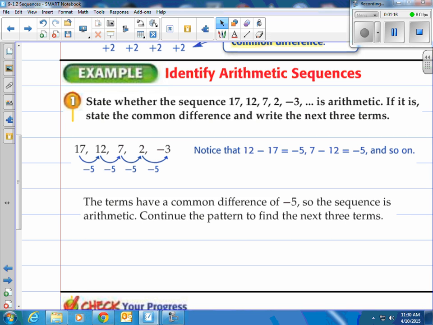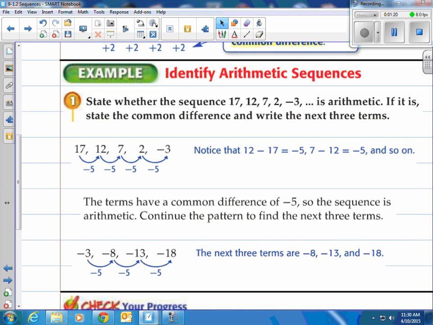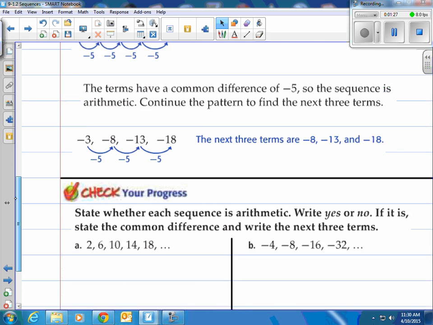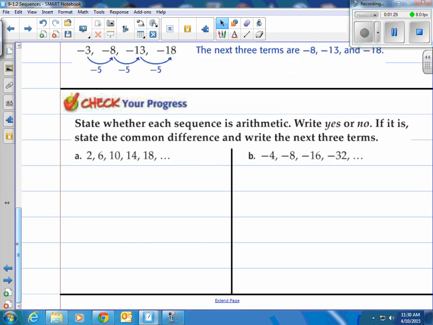And continue the pattern to find the next 3 terms. Well, what are the next 3 terms? Well, that's pretty simple. You just subtract 5 again. And then you get -8, -13, and -18. So that's the next 3 terms. How about you stop, pause, and then come on back and see how you did?